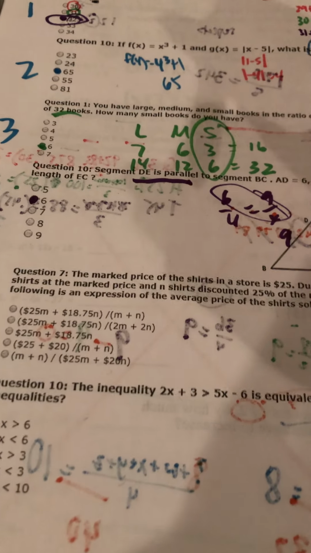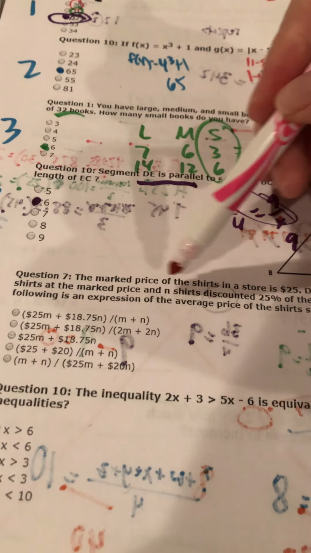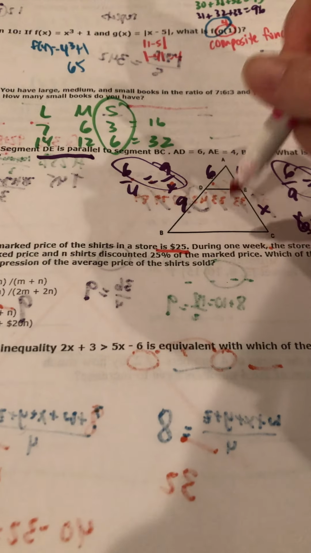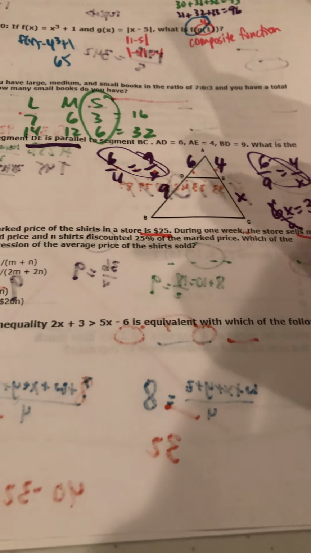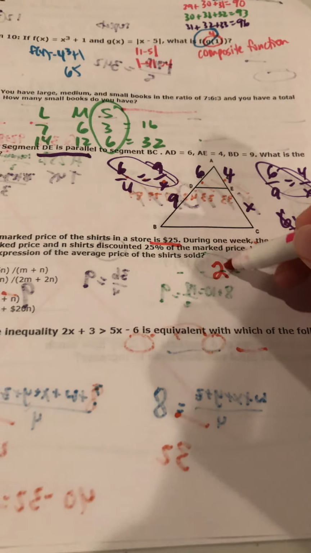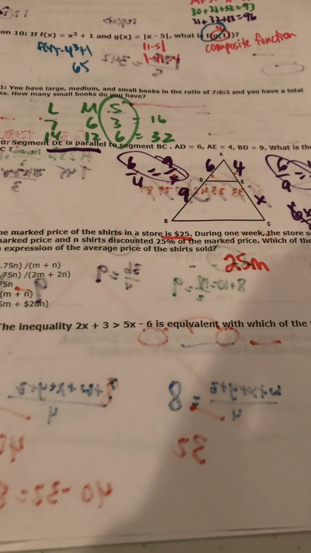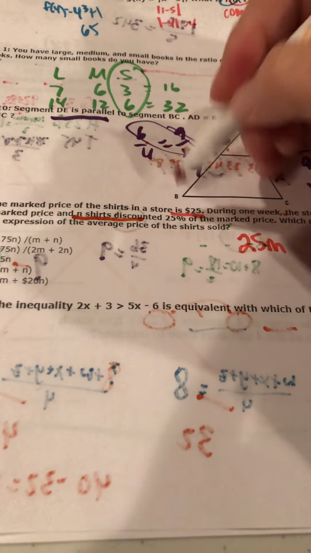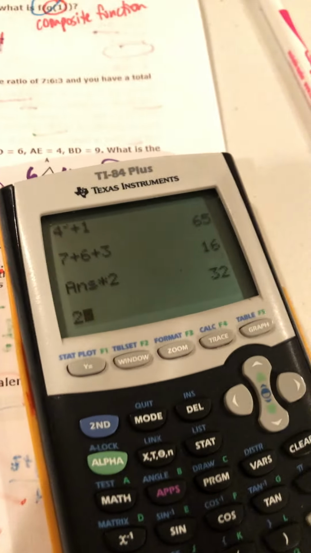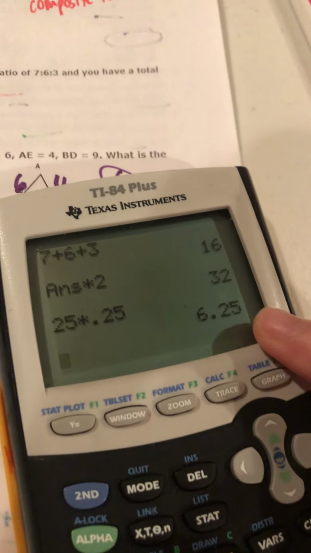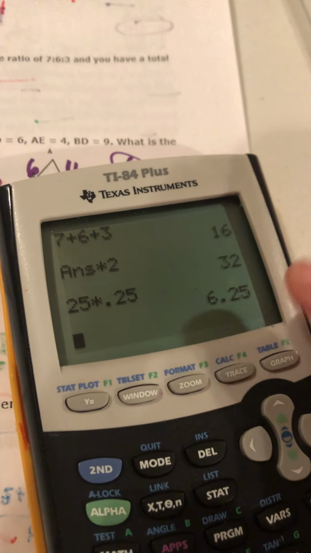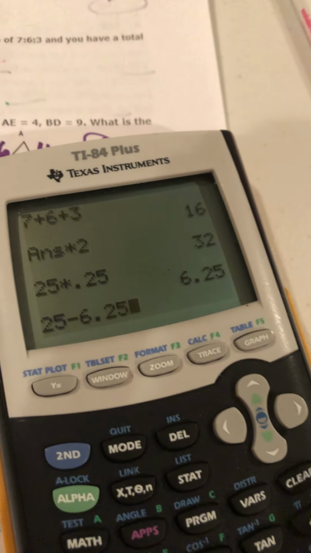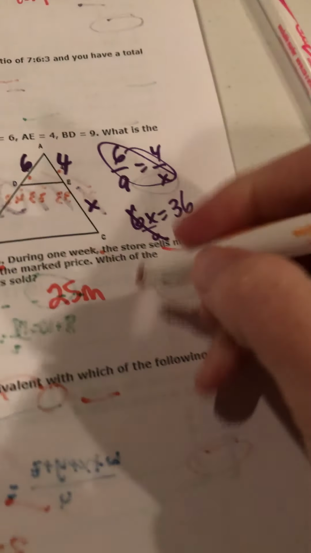All right, the next one's a lot of words, but it says that we have a marketplace shirt that is $25. During 1 week, the store sells M shirts. So 25 and M go together. And then it says that there's a markdown, or N is discount, and it's 25% of the shirt. So I would do 25 times 0.25. That doesn't mean my shirt's now $6.25. That's the discount. So 25 minus that tells me that my shirt is now $18.75, and that's N.